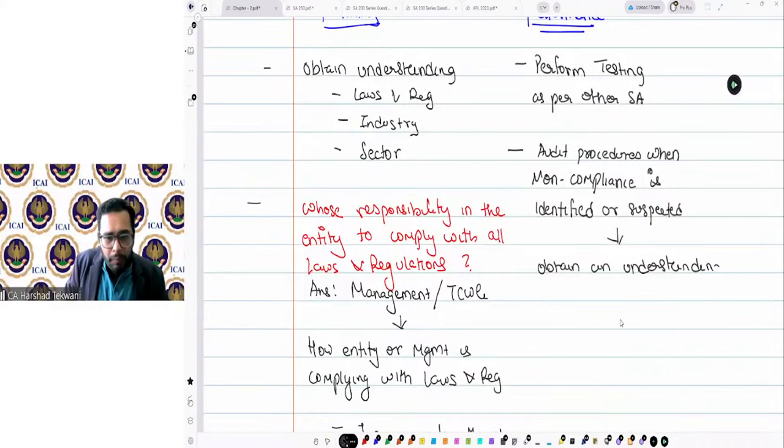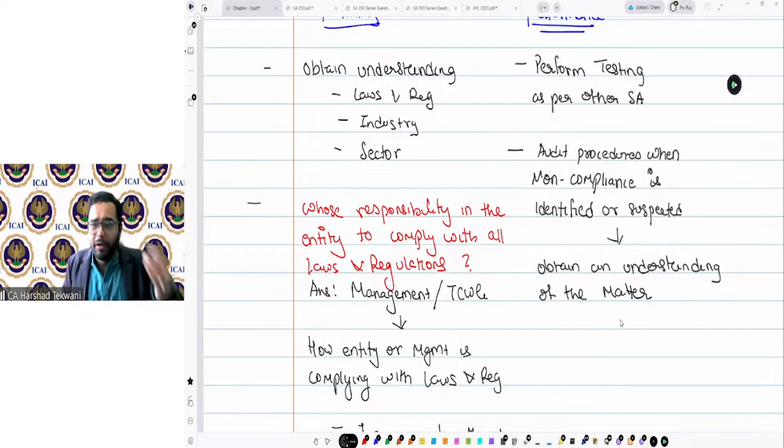Of the matter. What is the matter? Like, what is the non-compliance here? Or the circumstances in which it has occurred? For example, there were a lot of delays in filing statutory returns and compliances during the COVID period.